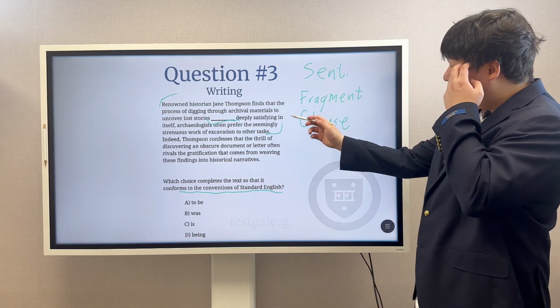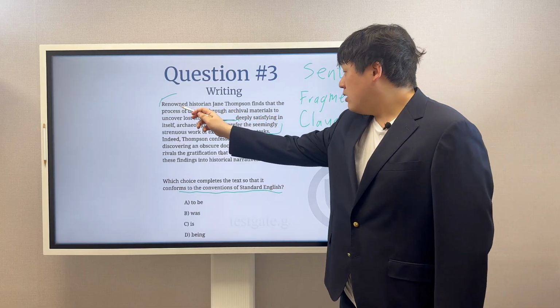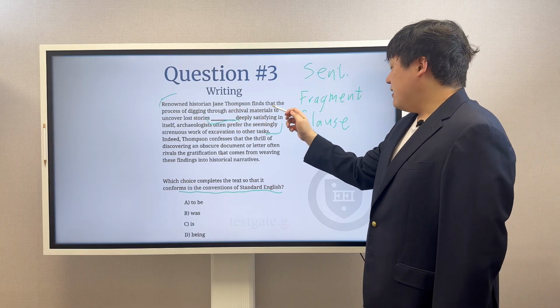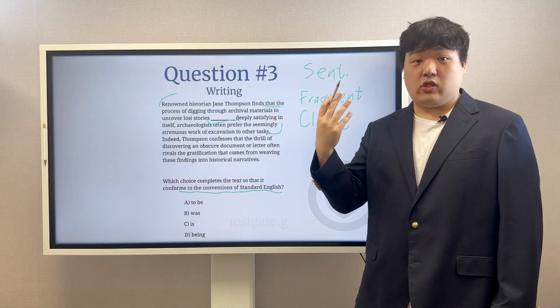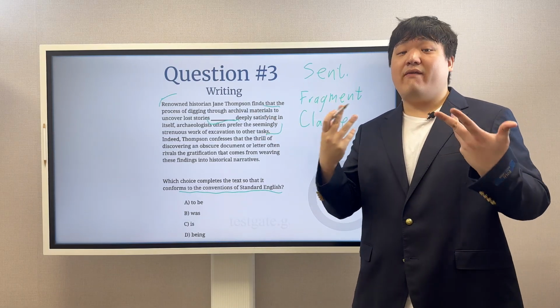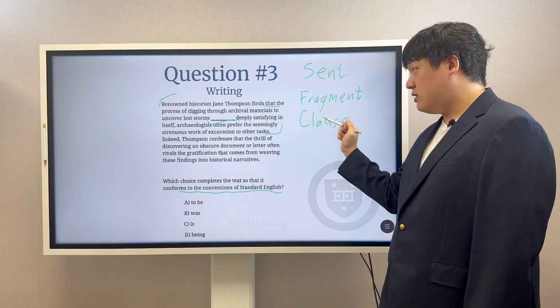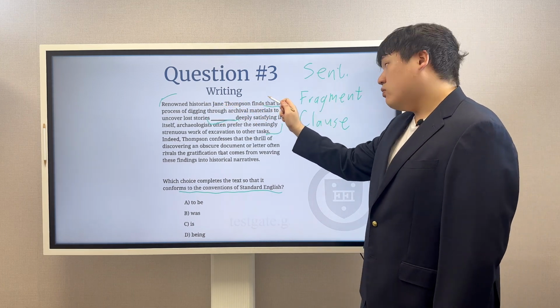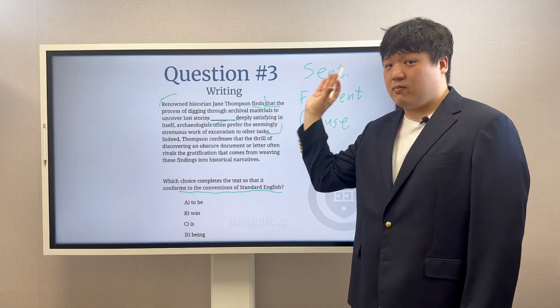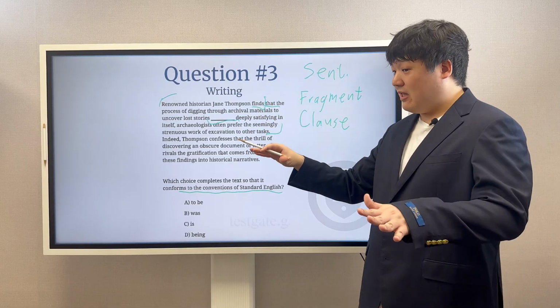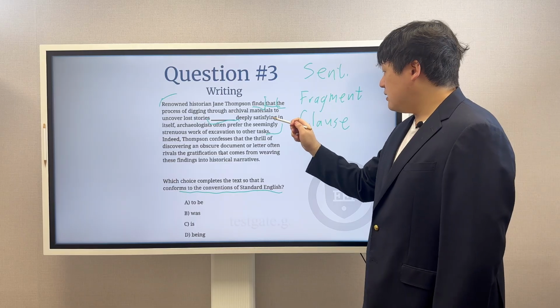So, within this, let's isolate. "Renowned historian Jane Thompson finds that," hold up here, we have a conjunction. Conjunctions can only be applied between two full sentences, right? Between two clauses. "Jane Thompson finds" is a clause. So we're going to cut this off here. This part is complete, it's grammatically correct. We don't need to think about it. So let's see this next bit.